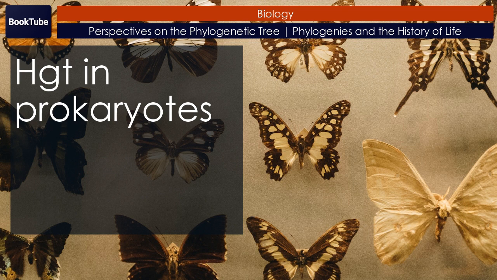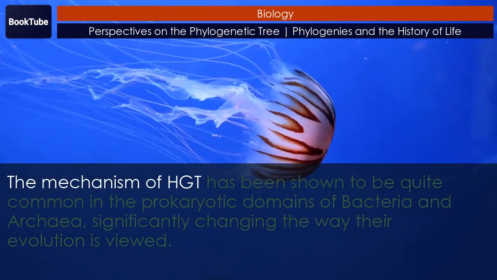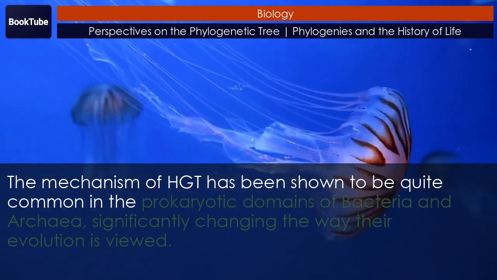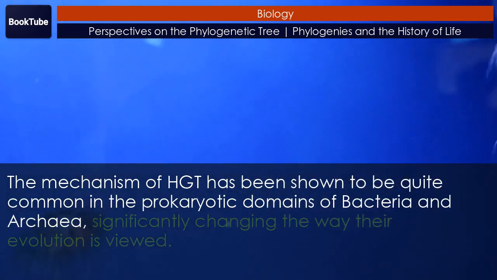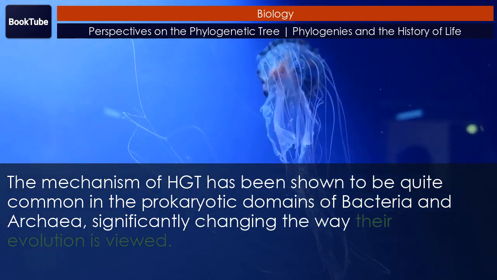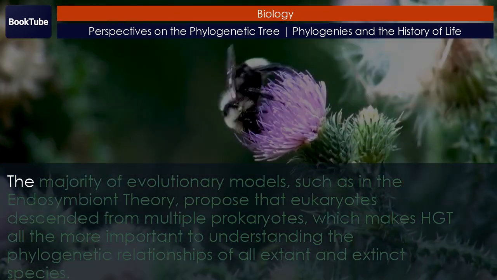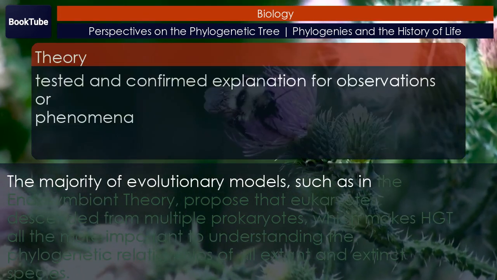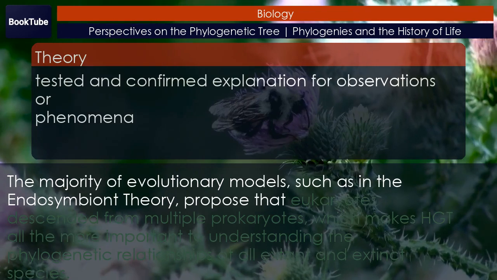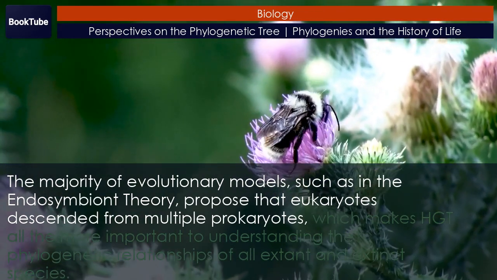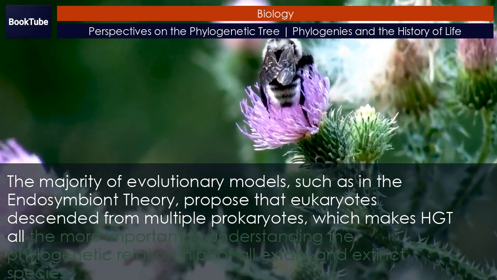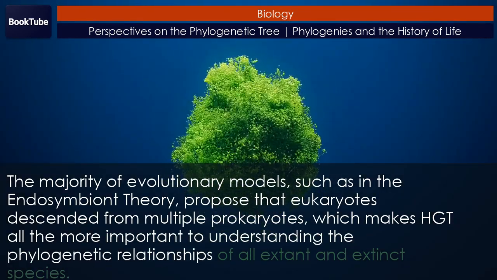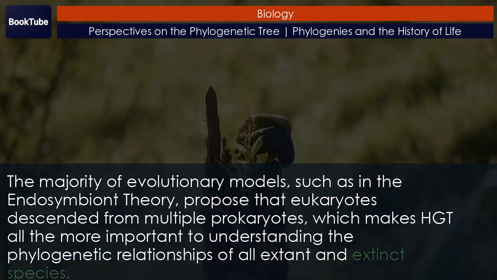HGT in prokaryotes. The mechanism of HGT has been shown to be quite common in the prokaryotic domains of bacteria and archaea, significantly changing the way their evolution is viewed. The majority of evolutionary models, such as in the endosymbiont theory, propose that eukaryotes descended from multiple prokaryotes, which makes HGT all the more important to understanding the phylogenetic relationships of all extant and extinct species.